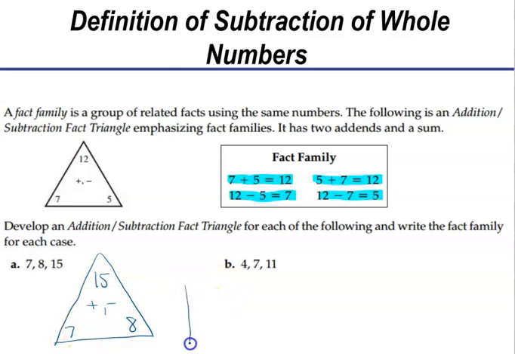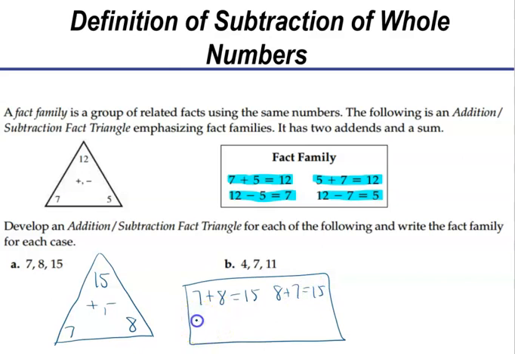And then if we made our fact family list over here for 7, 8, and 15, we know 7 plus 8 is equal to 15. We know 8 plus 7 is also equal to 15 by the commutative property of addition. We know that 15 minus 7 is equal to 8, and 15 minus 8 is equal to 7. So that's the four-entry fact family for 7, 8, and 15. If you needed, you could do this for 4, 7, and 11, and you'll find yourself doing this in the homework as well.